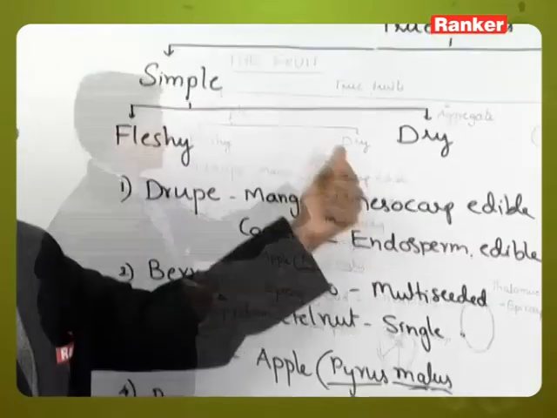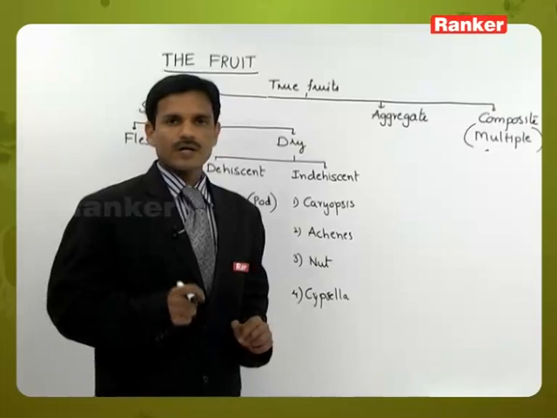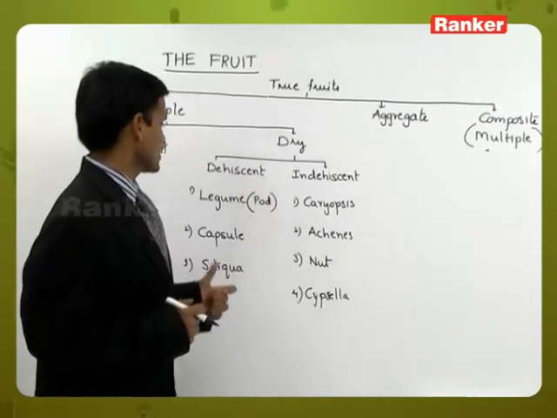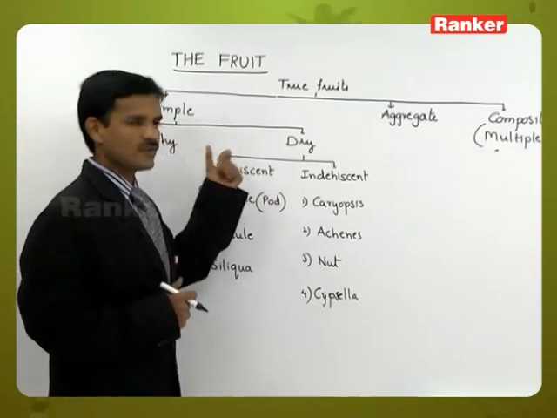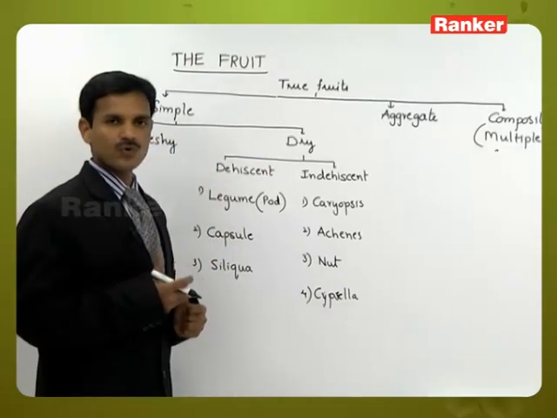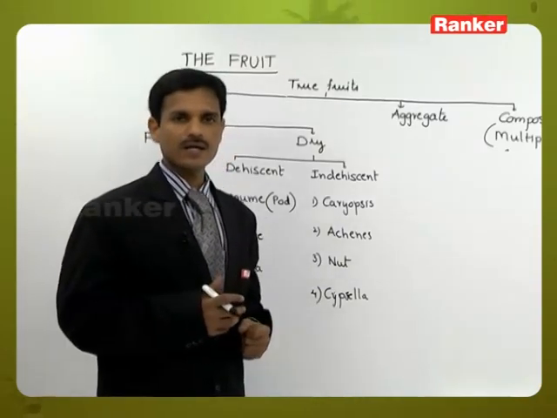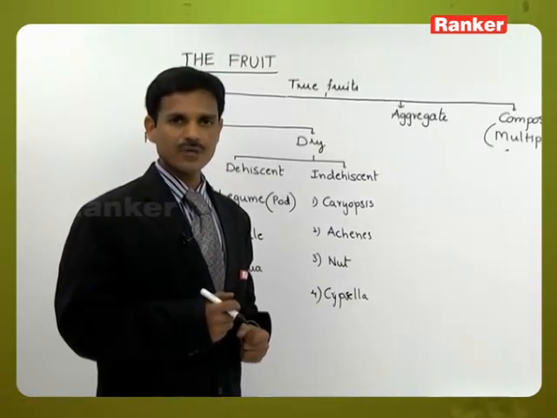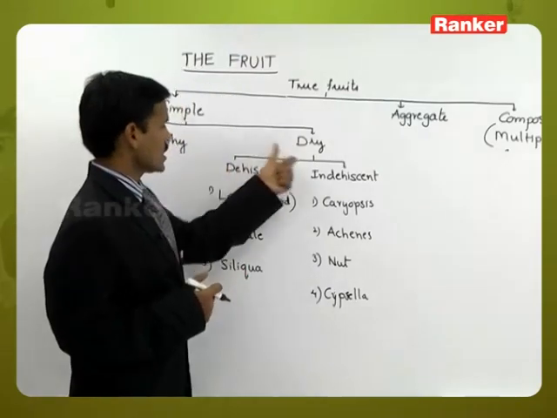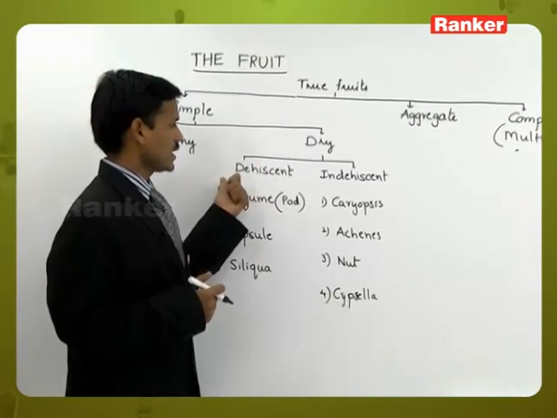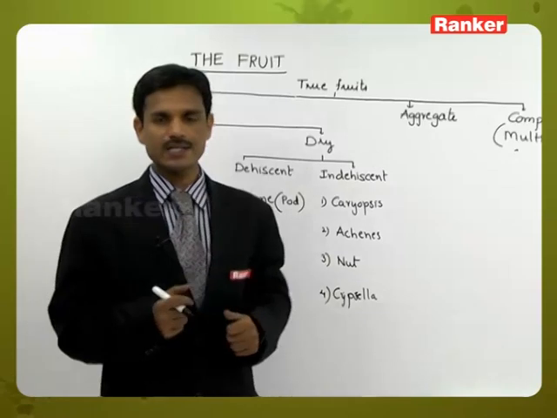Next, let us discuss dry fruits, dehiscent and indehiscent. In dry fruits, the fruit wall or pericarp does not store food materials, which is why it is dry. Generally it is not differentiated into epicarp, mesocarp and endocarp. These are of two types: dehiscent fruits and indehiscent fruits. So what is dehiscent and indehiscent?